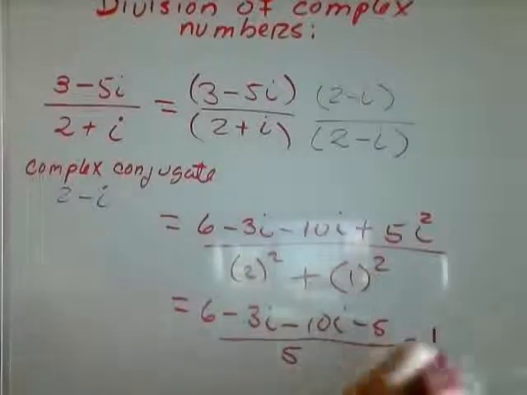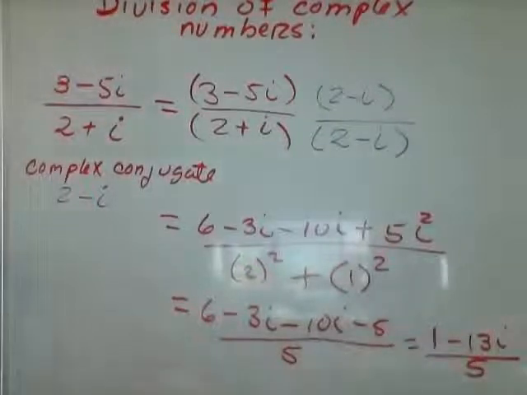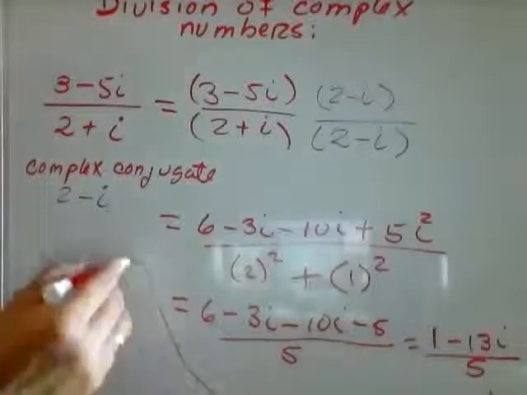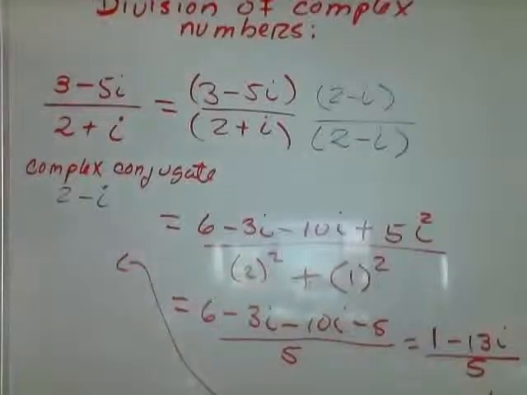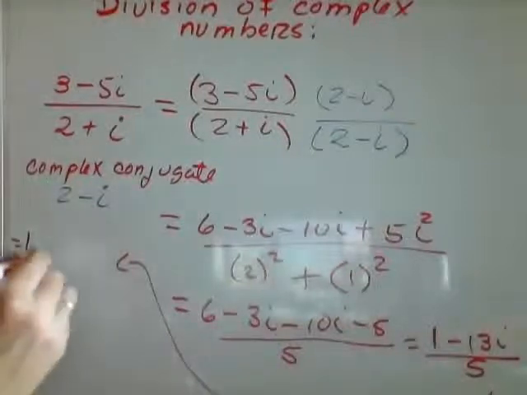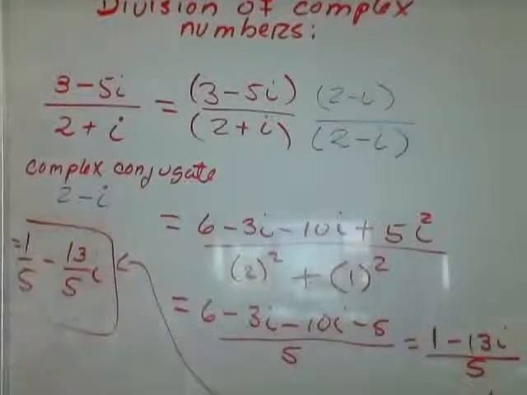negative 3i minus 10i, and it's going to be negative 13i over 5, and now we are going to split this, right? 1 minus 13i over 5 is going to be 1 over 5 minus 13 over 5 i. And this would be, in this case, my answer.